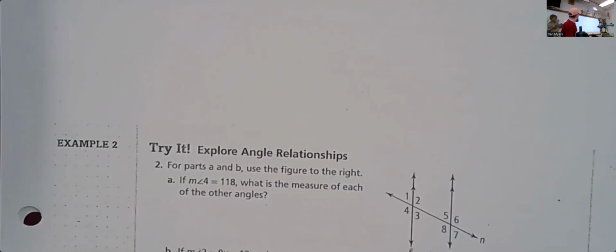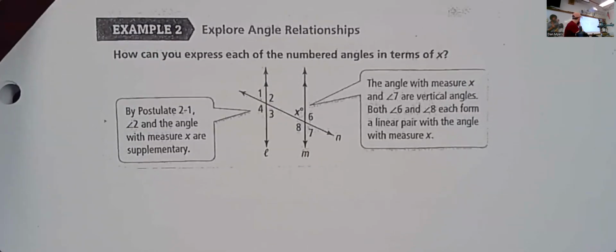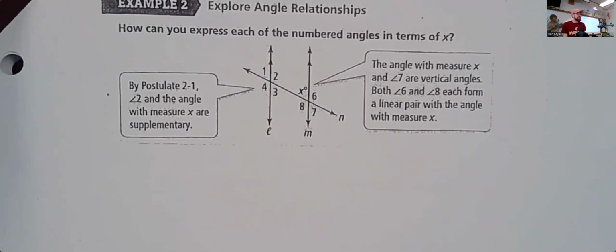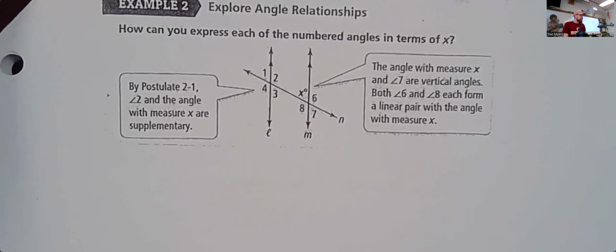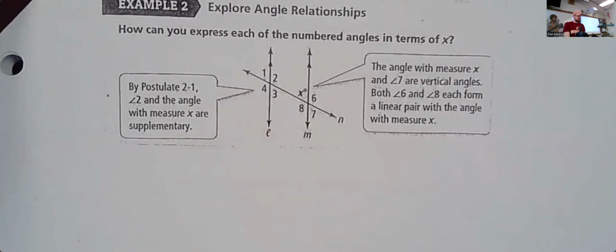All right, here we go. Let's keep going. So example 2. How can you express each of the numbered angles in terms of x? So this is an interesting question, but let's just go ahead and talk about what we got so far. Which of the angles in this diagram are equal to x? Somebody tell me, which of these angles in this diagram are equal to x?